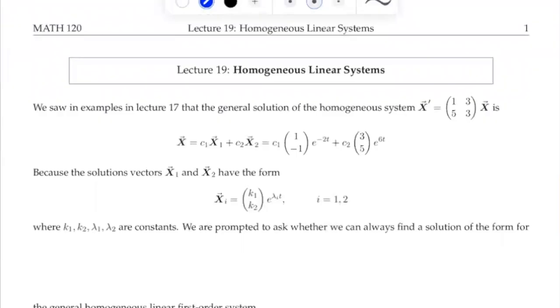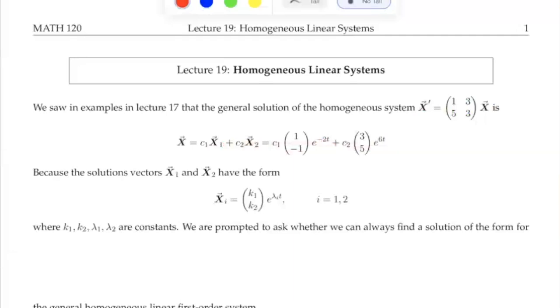Go back to the example that we saw in lecture 17, where you can find the solutions of this linear system right here. And the two solutions are (1, -1) times e to the -2t, and (3, 5) times e to the 6t. We got two solutions. And in lecture 17, we showed that these two solutions are linearly independent, or they form a fundamental set of solutions. And therefore, you can write the general solution for the system as the linear combination of x1 and x2, as described right here, given that c1 and c2 are arbitrary constants.